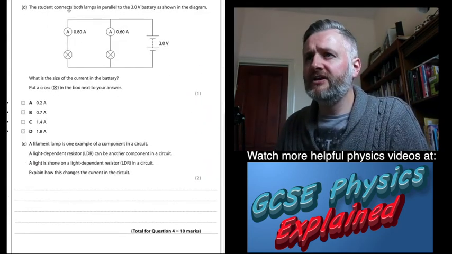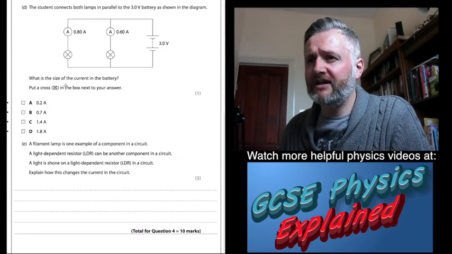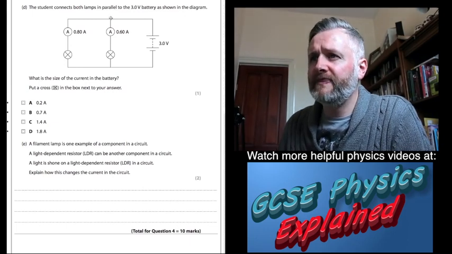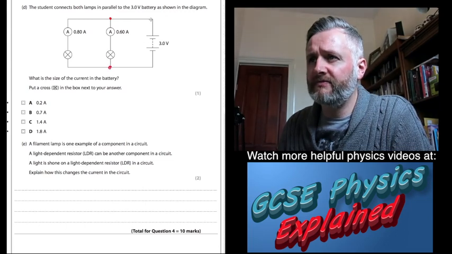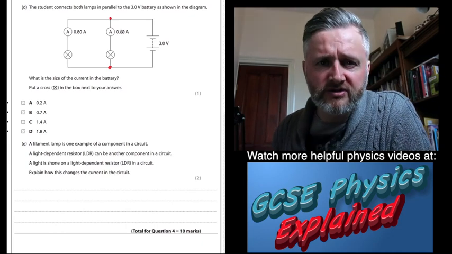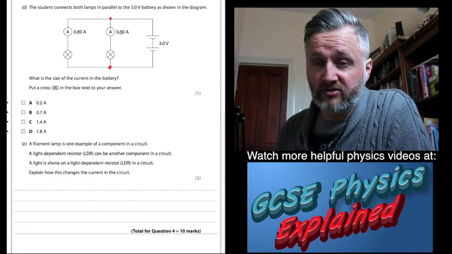D. The student connects both lamps in parallel to the 3 volt battery as shown in the diagram. What is the size of the current in the battery? Right, Kirchhoff's law. The junctions are where the current can split. Now Kirchhoff's law says what goes into a junction must come out. So the current that goes in must come out, right?